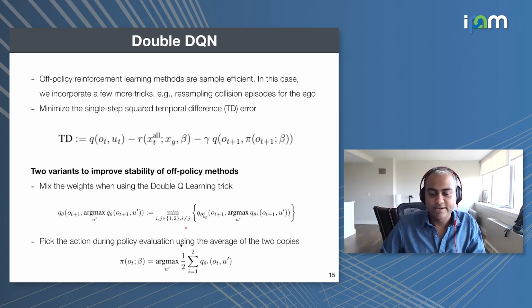Another little thing is that you can train multiple Q functions and simply take the best policy that they entail as the policy when you evaluate your model.